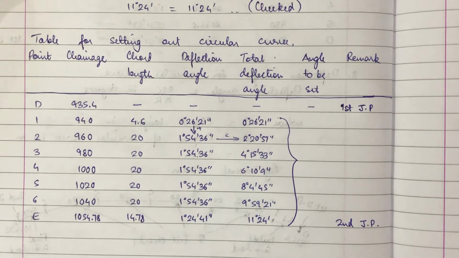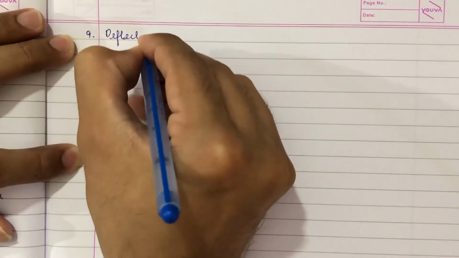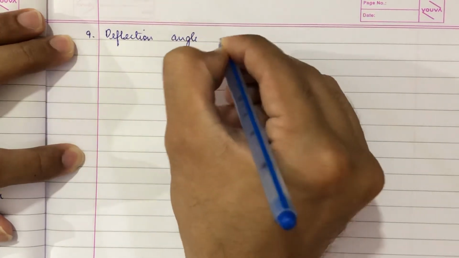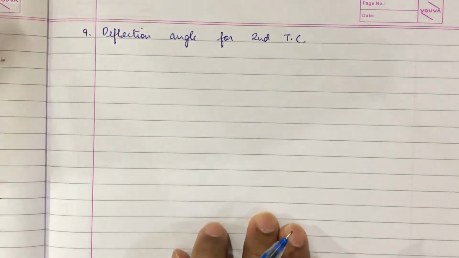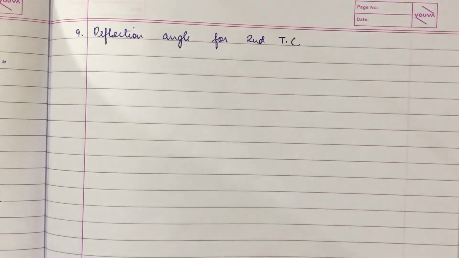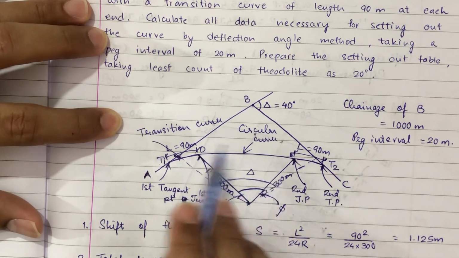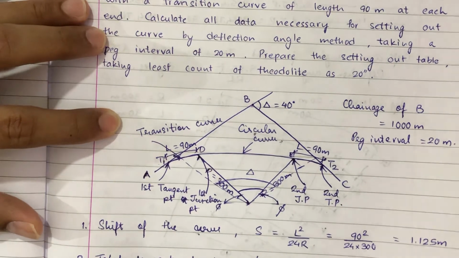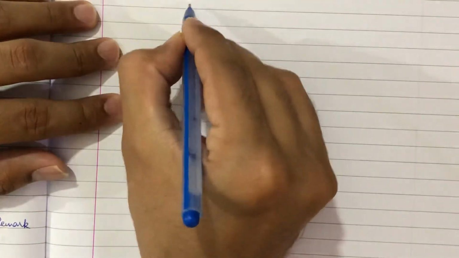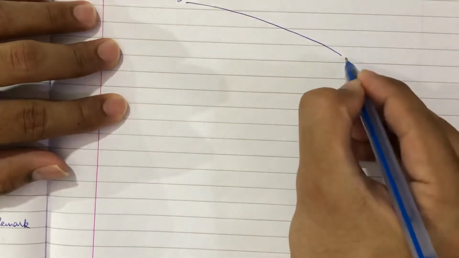Now we need to calculate the deflection angle for the second transition curve. As we know, this is the first transition curve and this is the circular curve, so we have set out these two. Now we need to set out the second transition curve as well. So let us make this transition curve like this. This is point D.